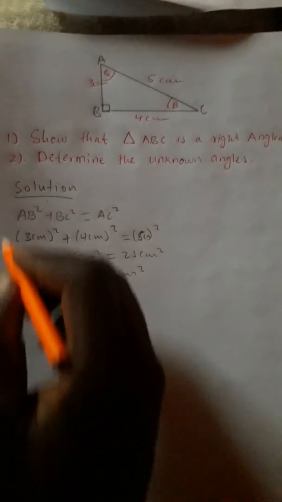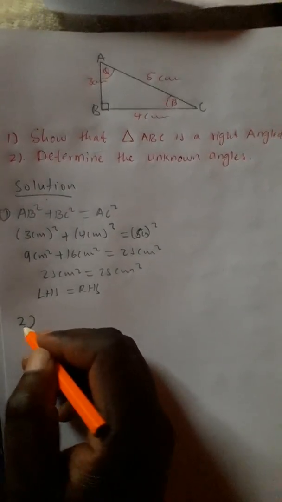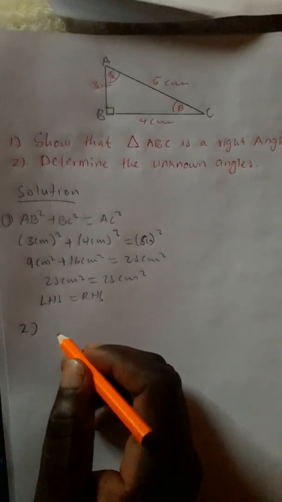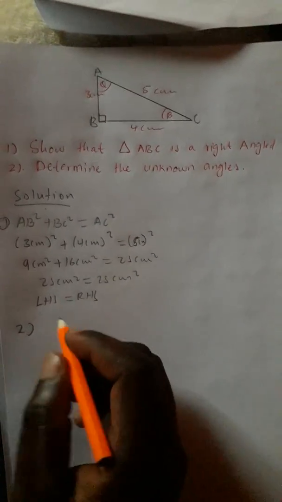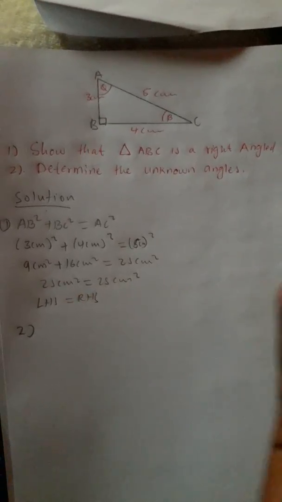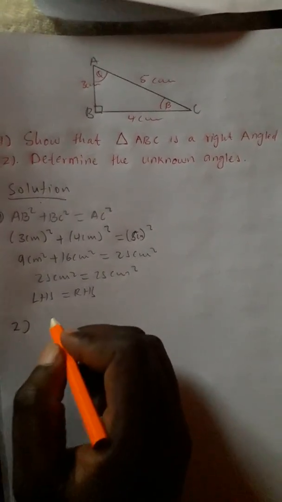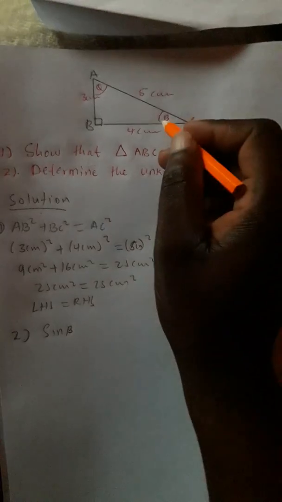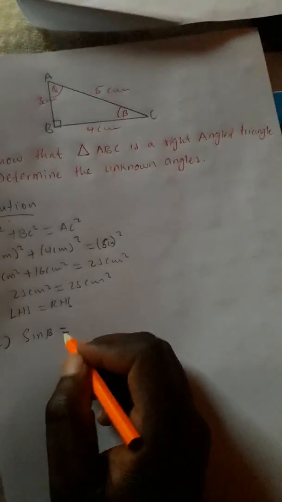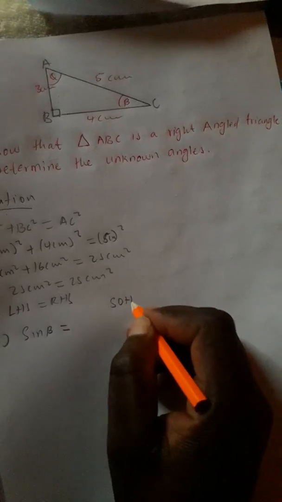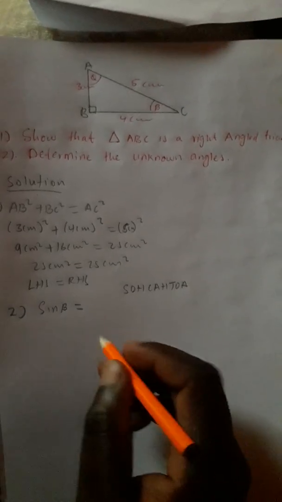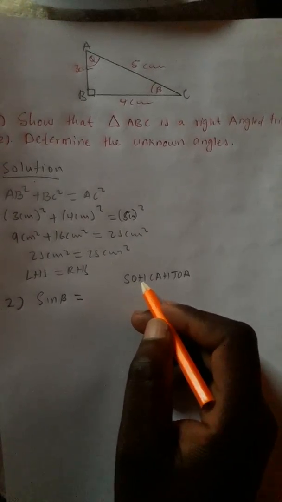So now number 2, this was number 1. Number 2, they say we need to determine the unknown angles, which are beta and theta. So now we can use the trig ratios in this case. We can use any of the 3, which is cos, sine, or tan. But I would like us to use sine here, we're going to start with beta, it will be sine of beta, which will be equal to, we're going to use SOHCAHTOA here. SOHCAHTOA means that sine is opposite over hypotenuse.